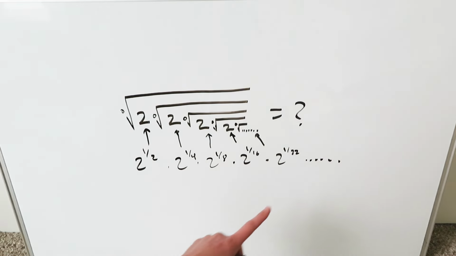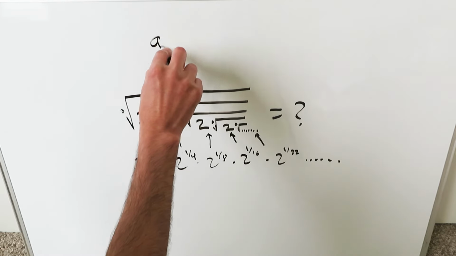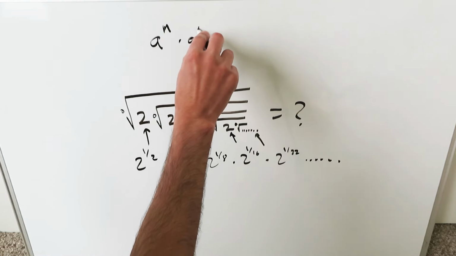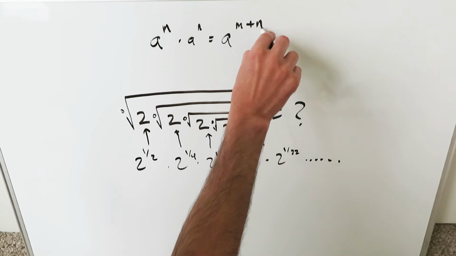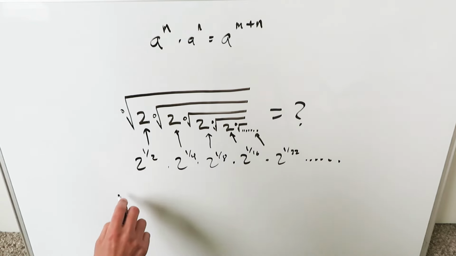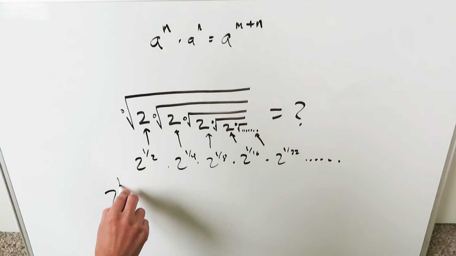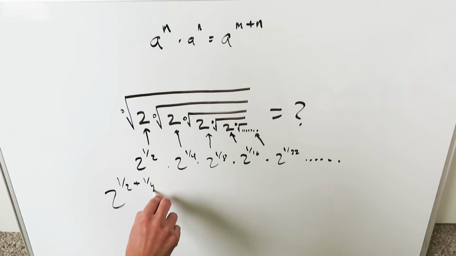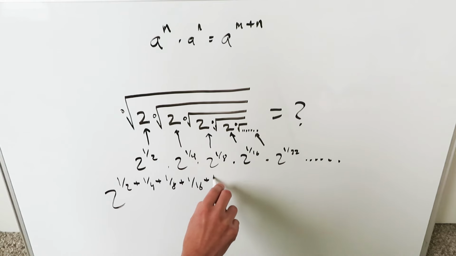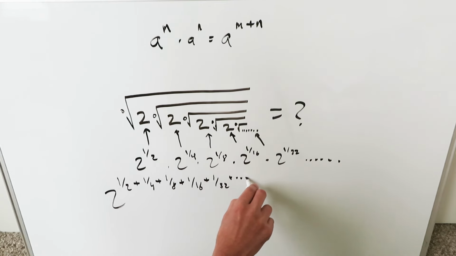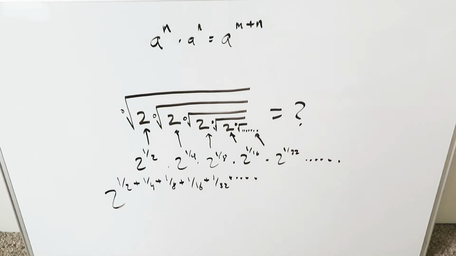Using laws of exponents, this one right here, a to the power of m times a to the power of n, same bases, the exponents add, you have a to the power of m plus n. And likewise, you're really looking here at something which is 2 to the power of 1 over 2 plus 1 over 4 plus 1 over 8 plus 1 over 16 plus 1 over 32 and on and on. Focus only on the exponents. The exponents represent a series. Look right here at the series.